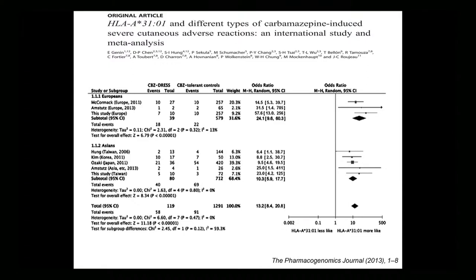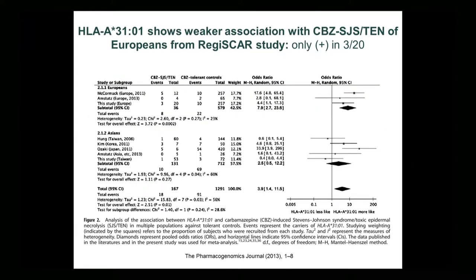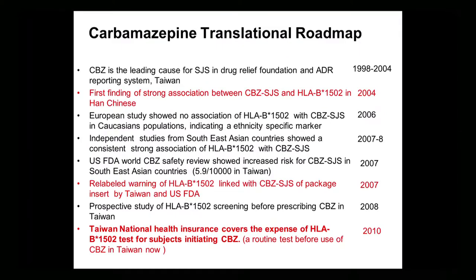So in our further study using patients from the European group, we found HLA-A3101 indeed shows strong association with carbamazepine-induced hypersensitivity syndrome, also called DRESS. But when we further look at this allele with carbamazepine-induced Stevens-Johnson syndrome in European patients, the association becomes weaker. So it means one HLA allele could have an ethnicity-specific and also phenotype-specific association. So it's more complicated than we saw. Okay, so this is the carbamazepine translational story in Taiwan.